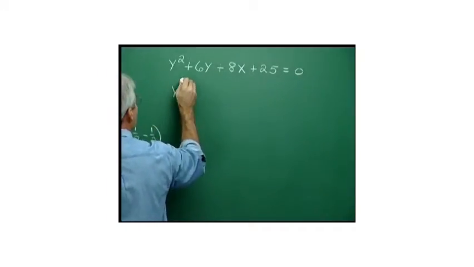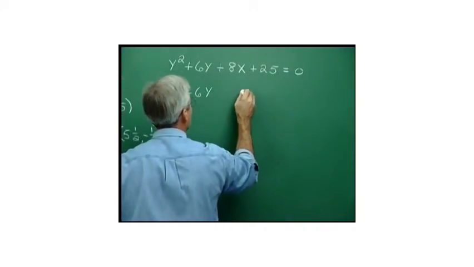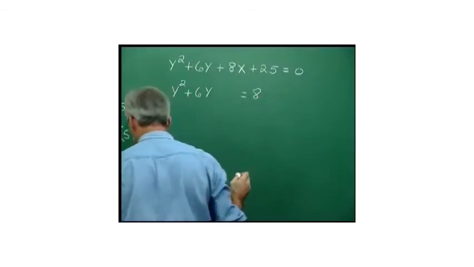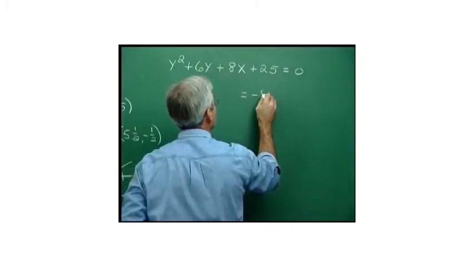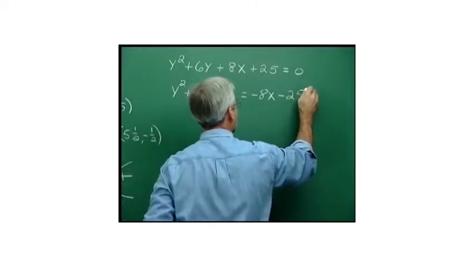It's y squared plus 6y. Now I'm going to leave a space here, and on the right I'm subtracting 8x on both sides. Whoops, I'm subtracting 8x on both sides, so I'll get negative 8x on the right. And I'm subtracting 25 on both sides, so I'll get this.